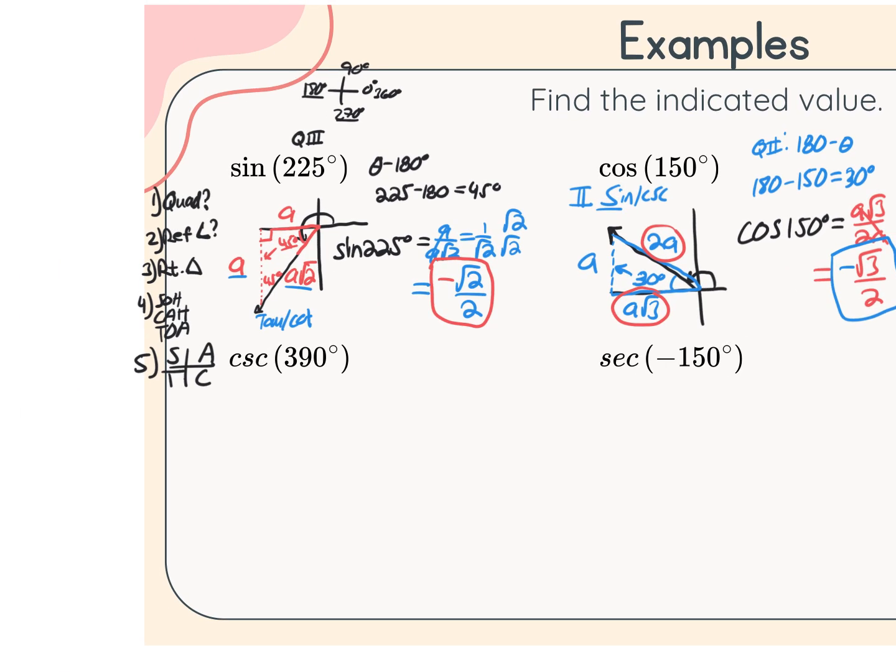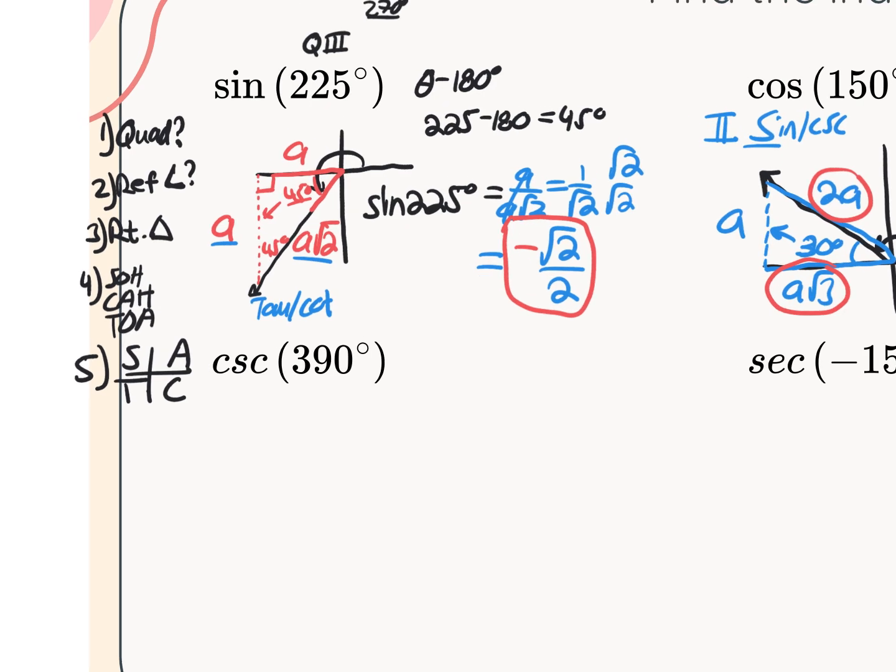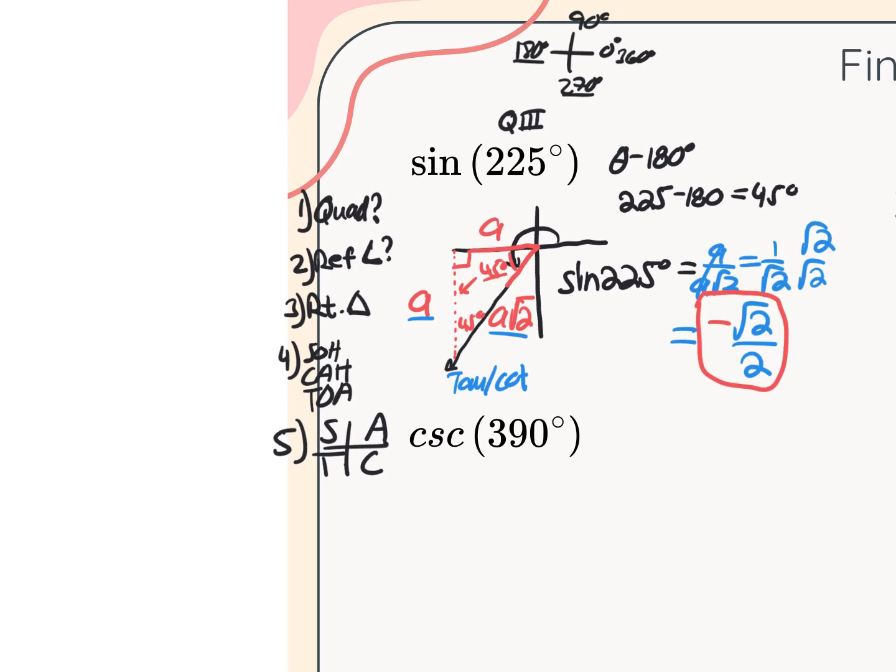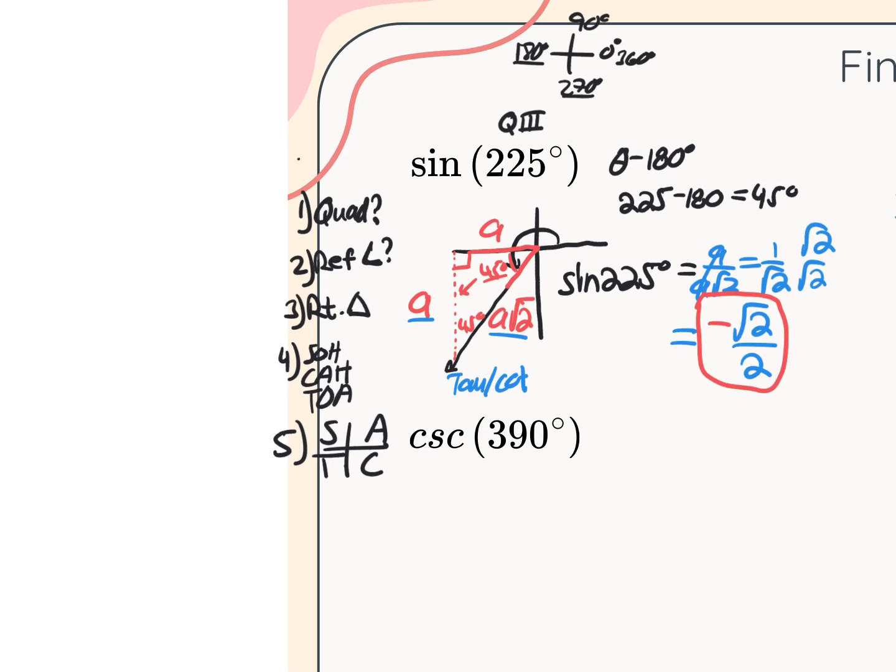Let's try some more. It actually gets slightly more challenging with this, just because we don't know exactly what quadrant this is in. This isn't between 0 and 360 degrees. So sometimes what you have to do first, maybe make this like a step 0, is make sure that it's between 0 and 360 degrees.